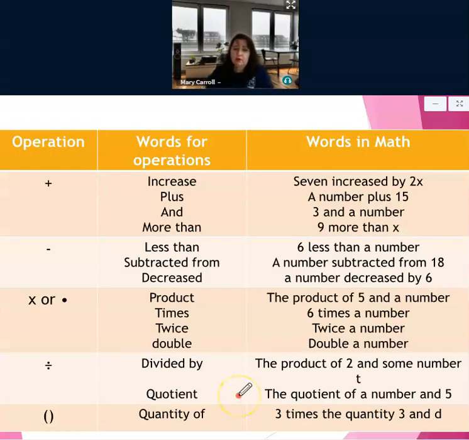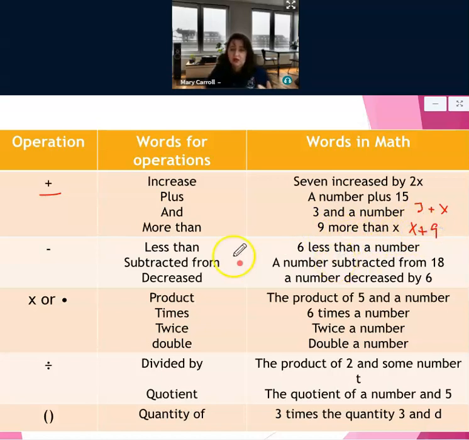So some of them we want to put in sentences, okay? We want to start looking at it as increase. So 7 increased by 2x, or 2 times a number. Plus, a number plus 15. A number can be any variable. So when we use a number, we want you to put some variable x, y, z, or a, b, c. The word and is also a plus: 3 and a number would be like 3 plus x. Or more than would be 9 more than x, okay, so it's x plus 9.